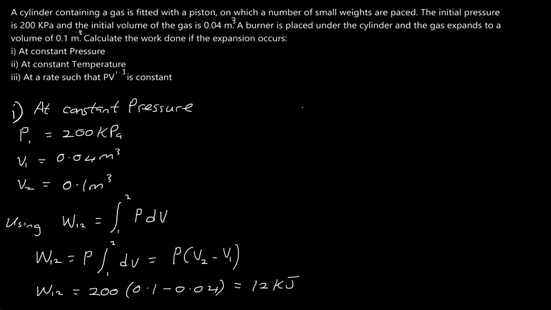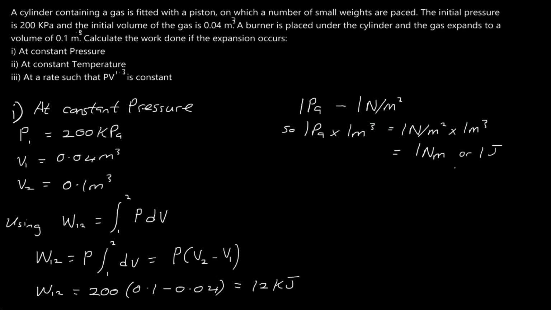Now note that when doing calculations like this, you must make sure your units are consistent. So 1 Pascal is 1 Newton per meter square. And 1 Pascal times 1 meter cube is 1 Newton per meter square times 1 meter cube, which is 1 Newton meter or 1 joule. So 1 kilopascal times 1 meter cube is 1 kilojoule, and this is how we obtain our units.